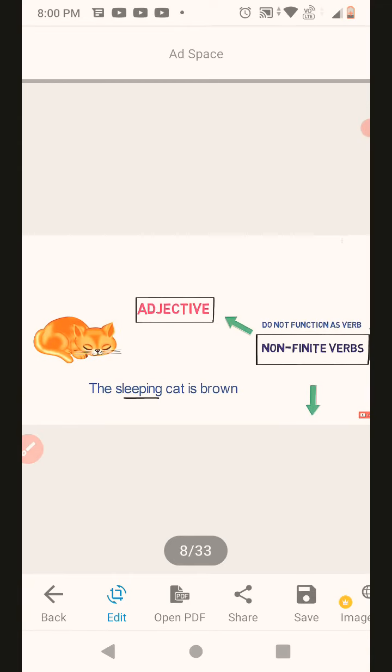Here in the slide you can see a non-finite verb functioning as an adjective. The example is "The sleeping cat is brown." So here "sleeping" is describing the noun cat. So it is functioning as an adjective here. So here "sleeping" is a non-finite verb as it functions as an adjective. Any verb which functions as an adjective, noun, or adverb is a non-finite verb, and any verb which functions as a verb is a finite verb.